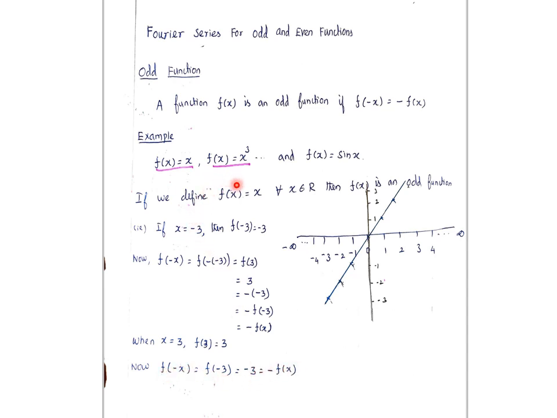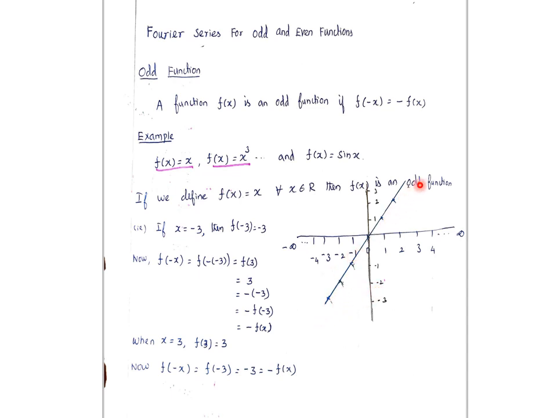So the function f of x equals x satisfies the condition f of minus x equals minus f of x for every value on the real line. Here our domain is the set of all real numbers from minus infinity to plus infinity. In general, f of x equals x means when you take x as minus 1, f of minus 1 is equal to minus 1. When you take x as minus 2, f of minus 2 is equal to minus 2. When x equals minus 3, f of minus 3 equals minus 3.